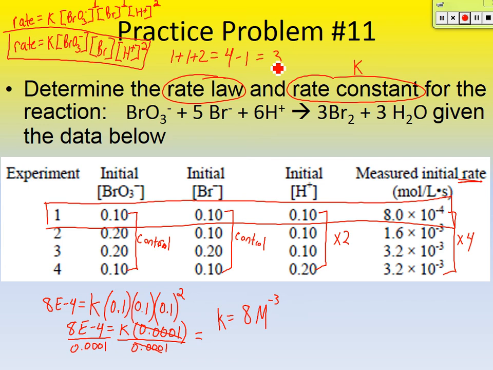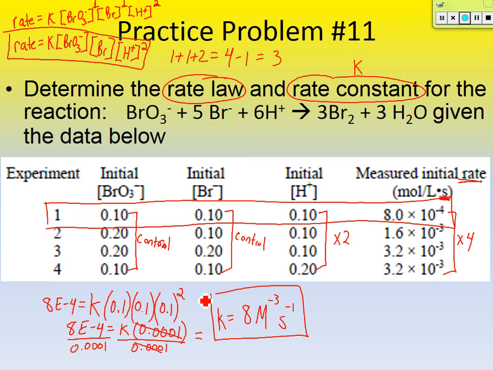And where am I getting minus 3? I just subtracted 1 from the overall order, and then make sure you include a negative sign. And the time, if you'll notice, was in seconds. And so, seconds to the minus 1. And that will be your units for K. So hopefully you were able to get that correct and that makes sense.